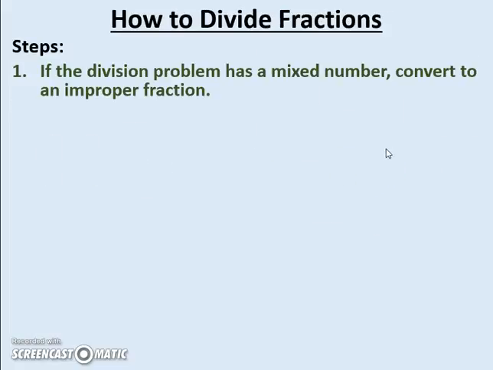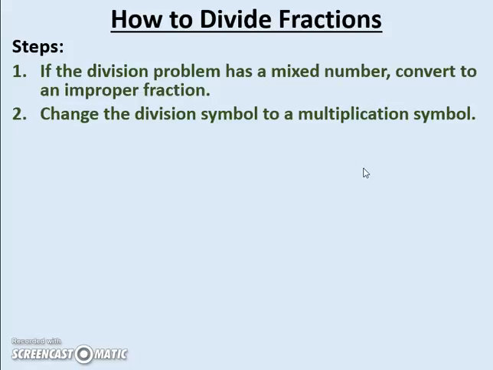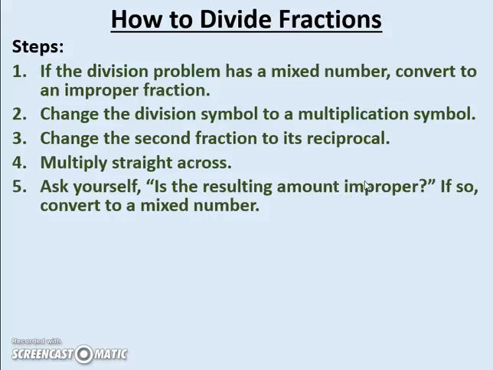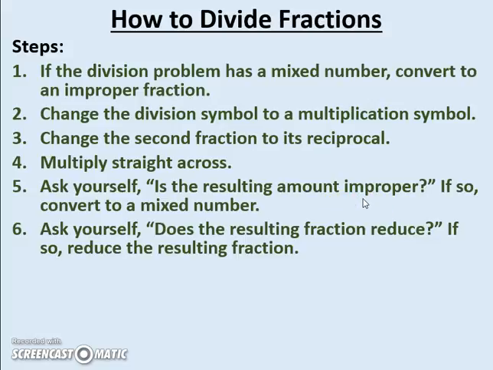Let's now look at how to divide fractions. If the division problem has a mixed number, convert to an improper fraction. Change the division symbol to a multiplication symbol, and change the second fraction to its reciprocal. Multiply straight across. Ask yourself, is the resulting amount improper? And if so, convert to a mixed number. And then ask yourself, does the resulting fraction reduce?